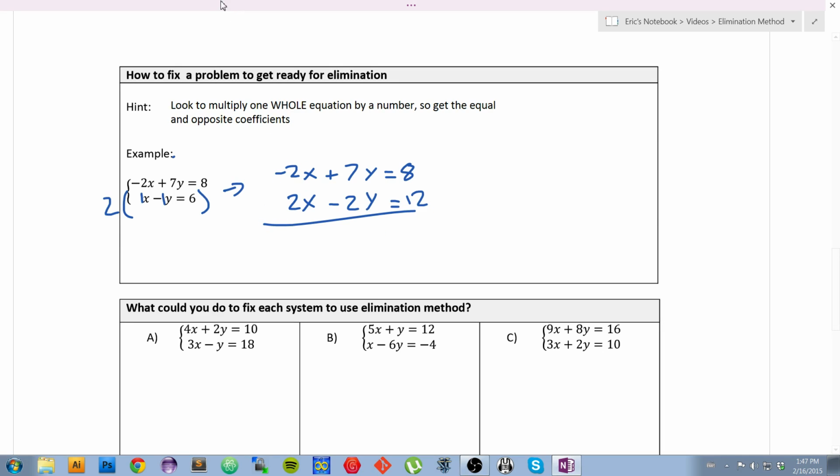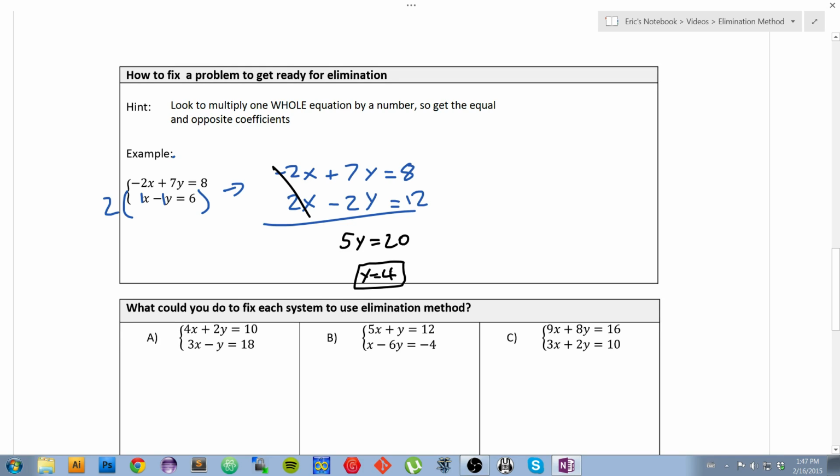When we do that, we will see that our x's cancel as we wanted. 7 minus 2 is 5y's, and 8 plus 12 is going to be 20. Dividing by 5 gives us y equals 4.